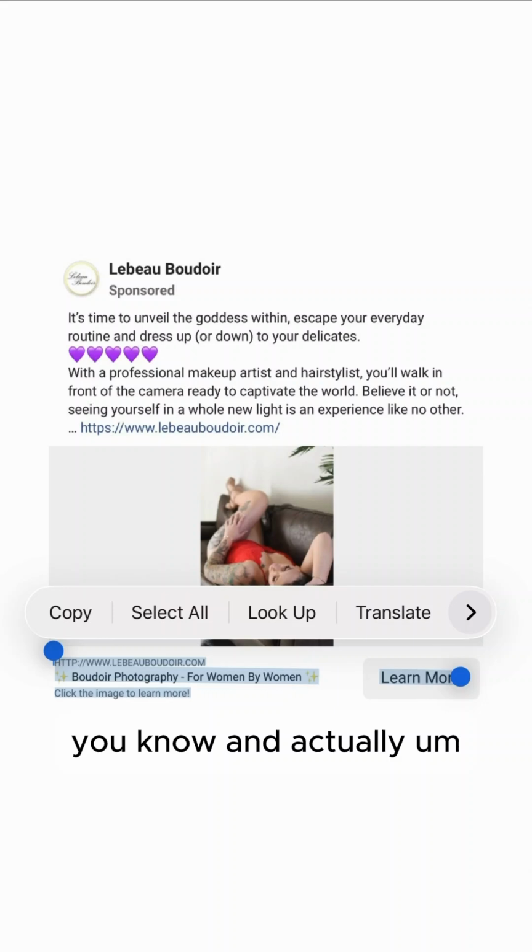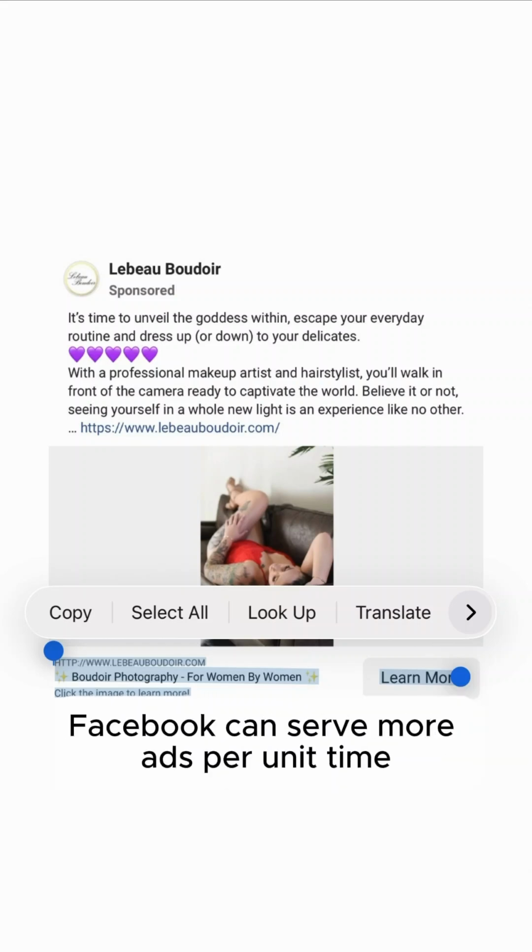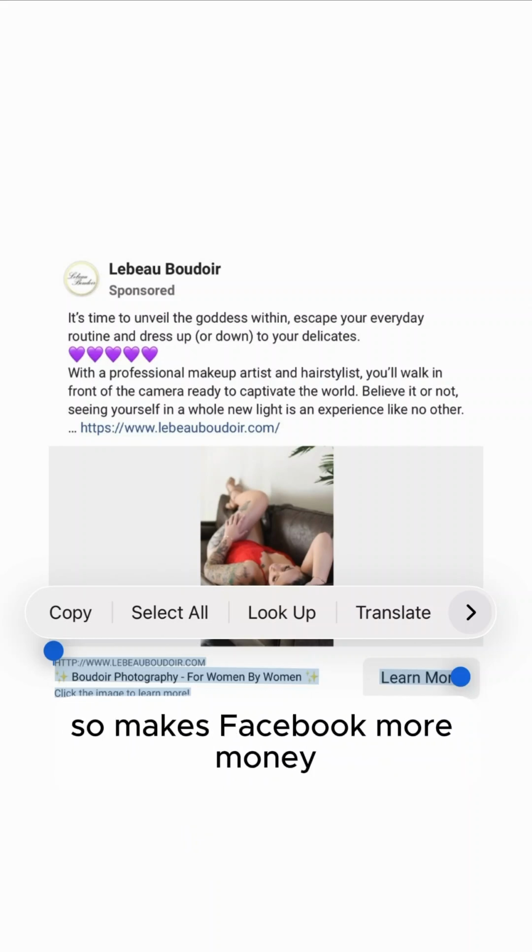And actually for Facebook, the more women that scroll by our ads per unit time, Facebook can serve more ads per unit time, so it makes Facebook more money. So it's a really, really big mistake.